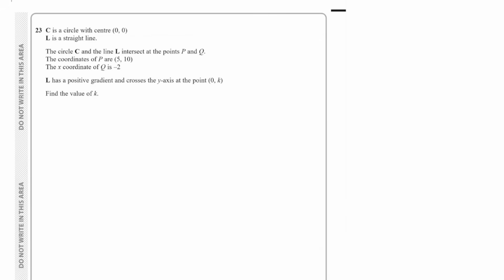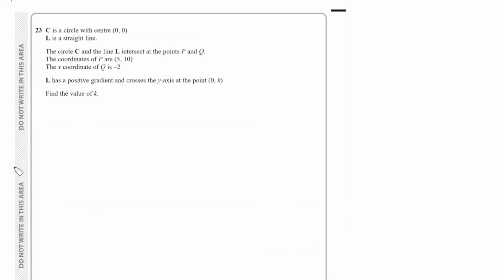So I'm thinking, right, the line L must go through the circle somehow. The coordinates of P are 5, 10, and the x-coordinate of Q is -2. L has a positive gradient and crosses the y-axis at the point 0, k. Find the value of k. Okay, a lot going on here.